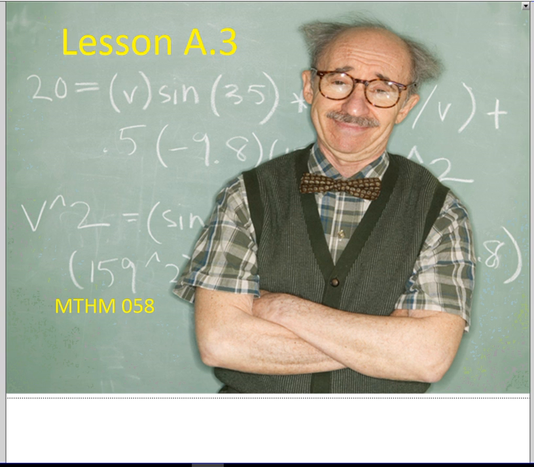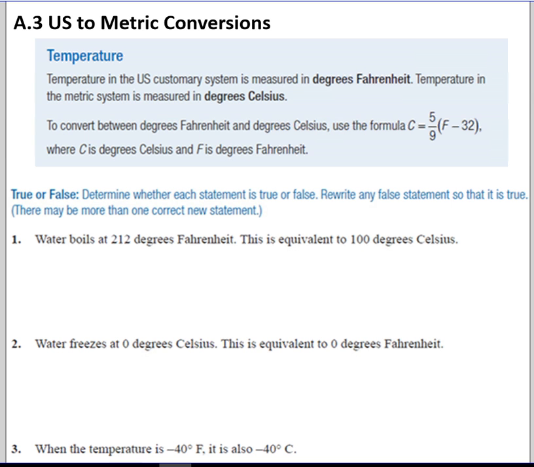In this lesson, we're looking at Section A.3, our last section, which is converting US to metric conversions. It starts off by looking at a conversion that we've used before with a formula. In the US customary system, we use degrees Fahrenheit. In the metric system, they use degrees Celsius. And so the conversion formula is Celsius equals 5/9 times the difference between the Fahrenheit temperature and 32. So using this, let's answer these true and false questions.